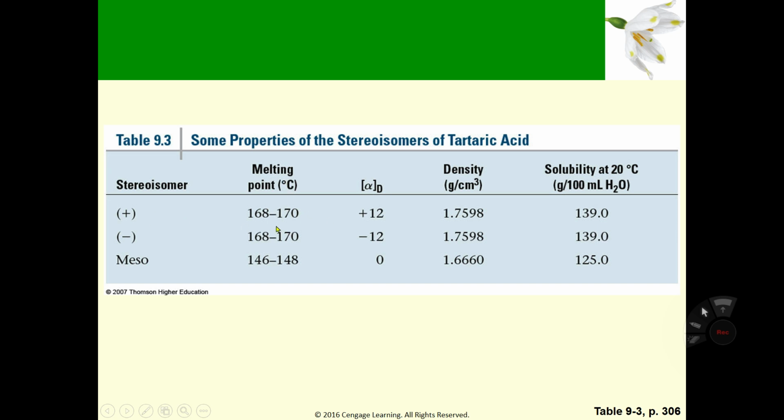They have exactly the same melting point, because the two enantiomers will have the same melting point, but opposite optical rotation. They have the same density. They have the same solubility. So usually compounds with an enantiomeric relationship show exactly the same physical properties except optical rotation. Okay, they have opposite signs of optical rotation.